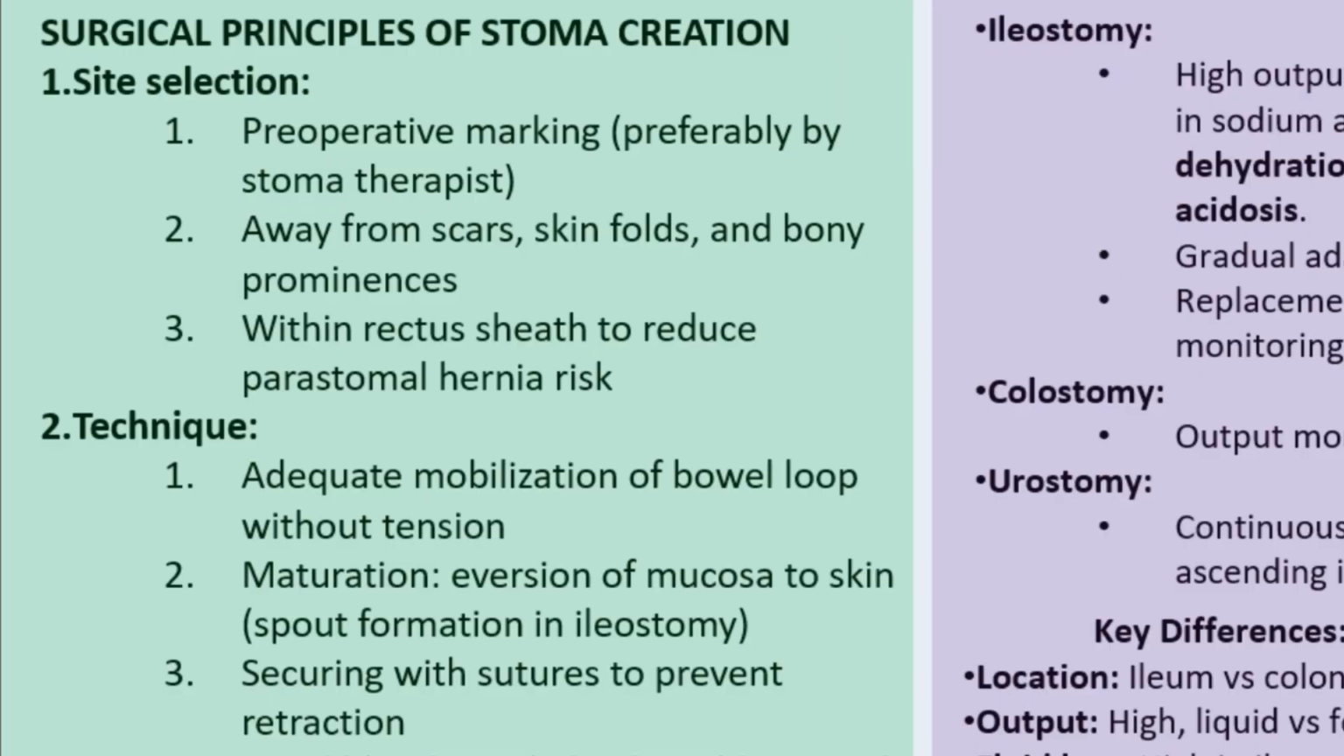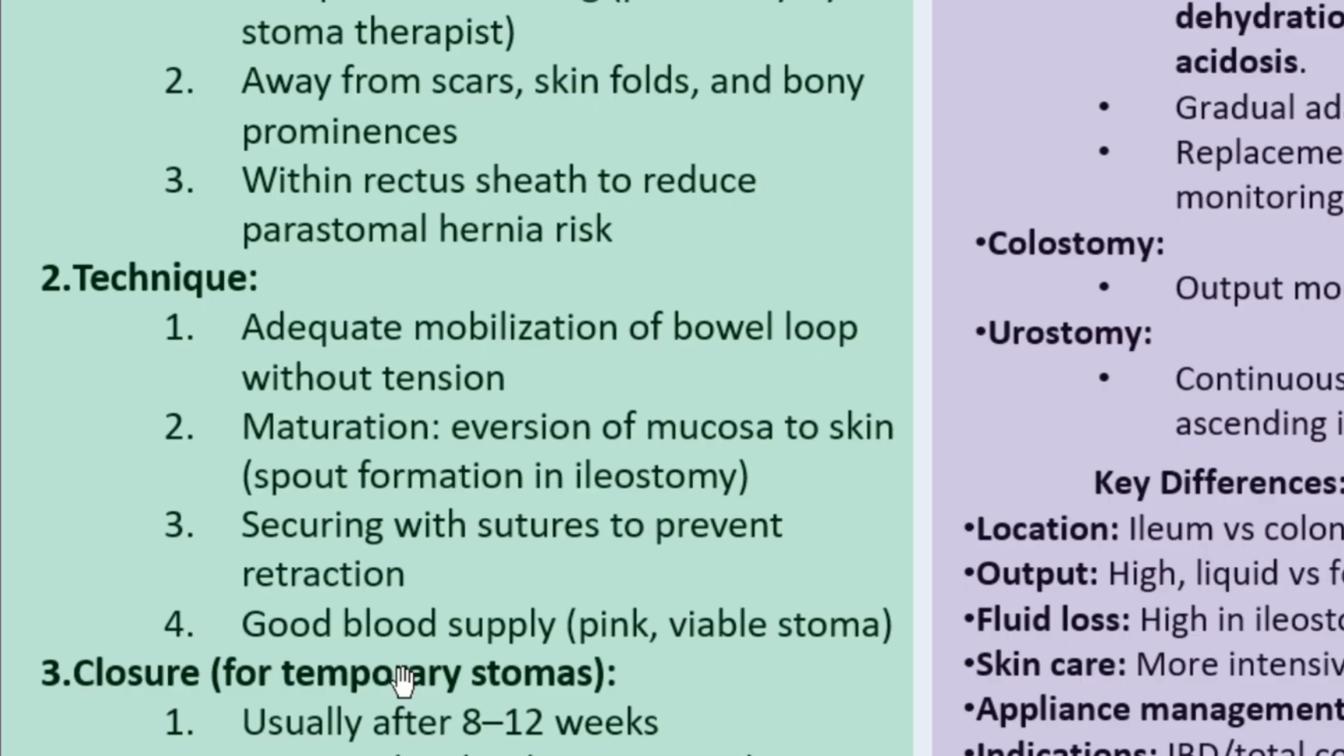Then when we look at the technique, we're going to make sure we have adequate mobilization of the bowel loops without tension. We want to mature it, whereby we evert the mucosa to the skin. So always at our stoma, the mucosa of the bowel is going to be what is on top. Then we want to secure it with sutures to prevent retraction, and then we want to make sure that it has a good blood supply. That is, it should appear pink, and when it is pink, we consider that a viable stoma.